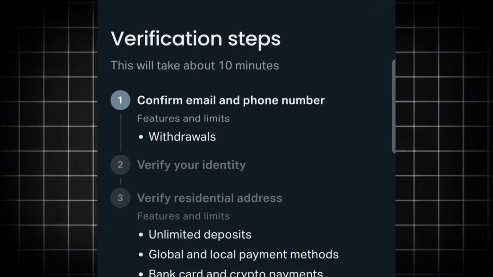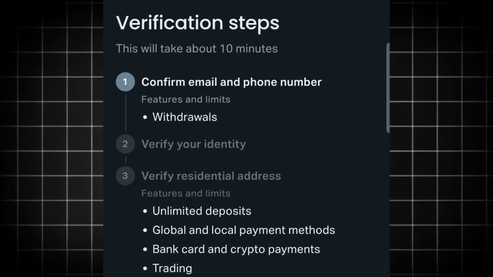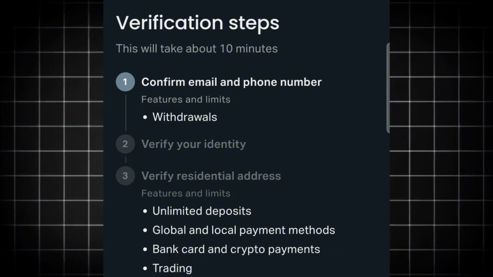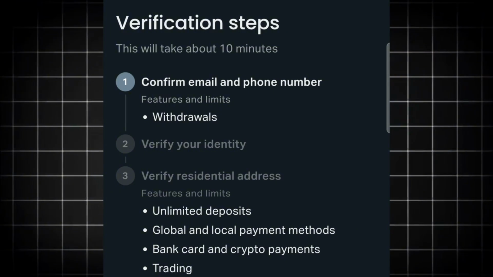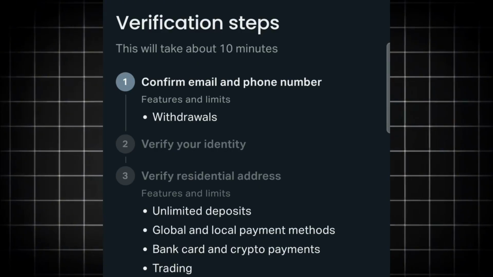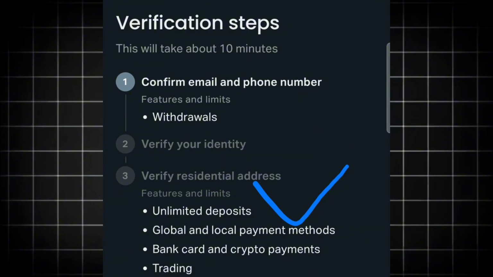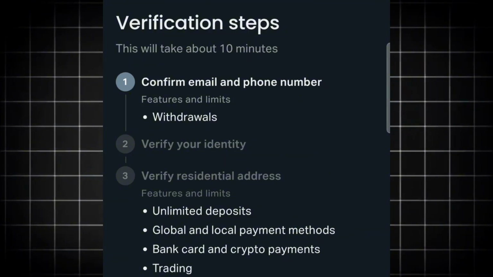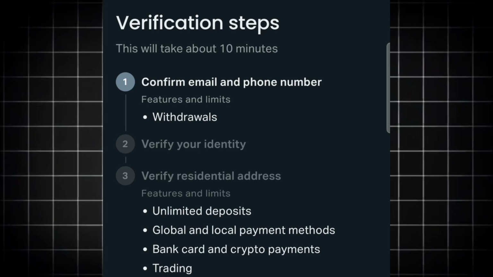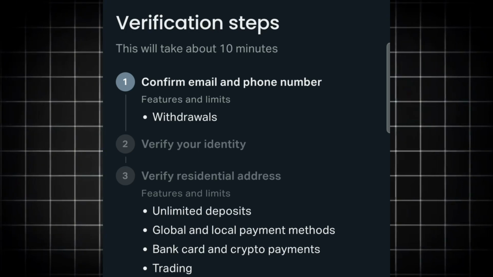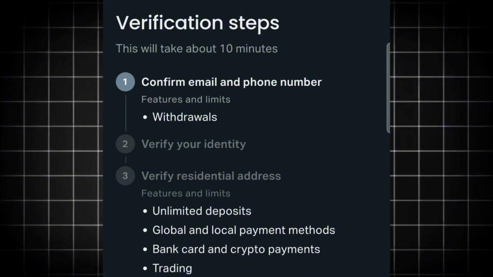And let's see, this is where the main step comes in, a step whereby you get to verify your email and phone number for withdrawal purposes, verify your identity, and as well, if you want to advance the limit, you can also verify your residential address and a lot more. I'm going to guide you through step by step how to get that done right away. So let's start with the first step, which is verifying our email and phone number, and this is going to take less than 10 minutes.